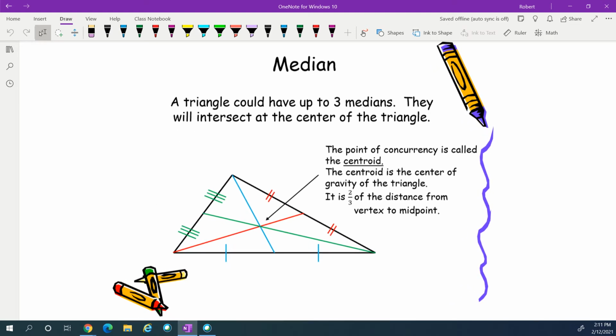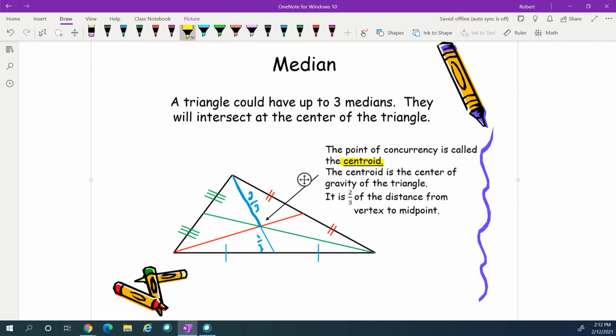The point where they all intersect is called the centroid. That centroid is 2/3 of the distance from the vertex to the midpoint. So if you look at the blue segment, 2/3 of it is from the vertex to the centroid, and 1/3 is to the midpoint. So they're all split up, 2/3 and 1/3. And that's a centroid.